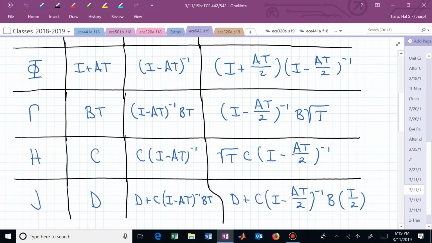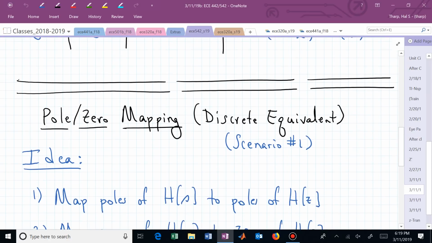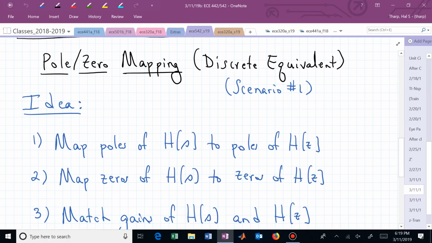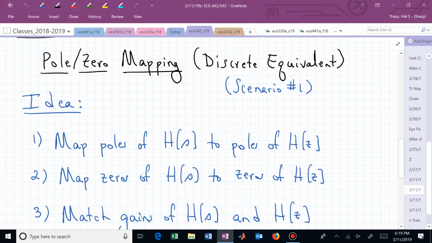Any questions on numerical integration, discrete equivalence? And these are scenario 1. This is when you do not have a zero order hold preceding your transform expression. The other way that we have talked about doing discrete equivalence in scenario number 1 involves pole zero mapping or pole zero matching. Let's go through that a little bit more, because we maybe went through it quickly before break.